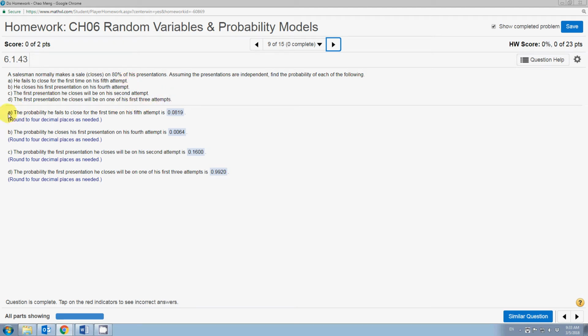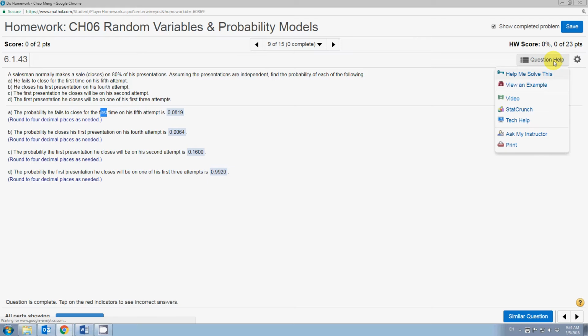Let's look at part A: the probability that he fails to close for the first time on his 5th attempt. After reading this question, we need to know this is about Bernoulli trials. The question says he fails to close for the first time, so the keyword is first. We know this is about the geometric distribution because we talked about that. So this is a Bernoulli trial, and we also see the keyword first, so that's going to be geometric distribution.